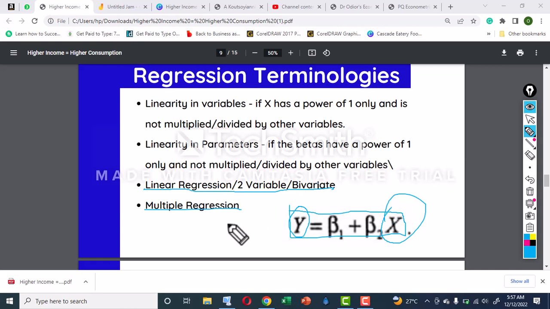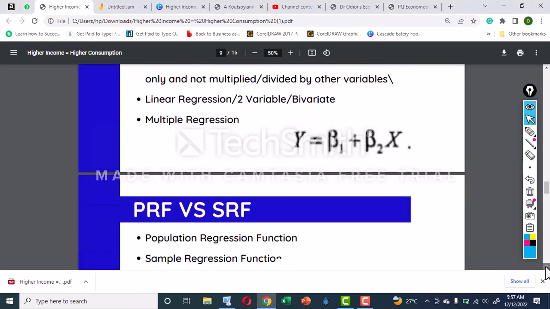The multiple regression will also have one dependent variable, but it may have many explanatory variables x1, x2, x3. In our course outline, we are not coming to multiple regression in any way, so we are just focusing on the linear regression model. So we are always focusing on two variables, one dependent variable and one explanatory variable.